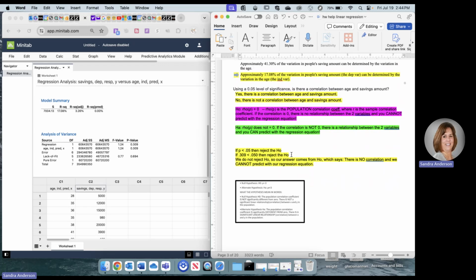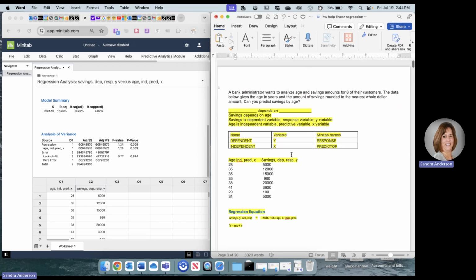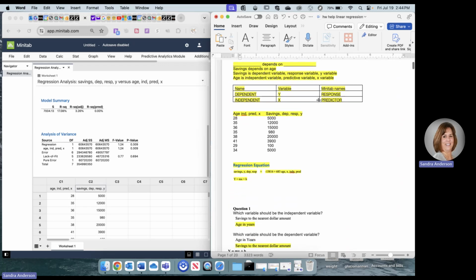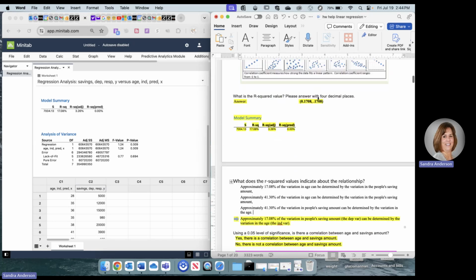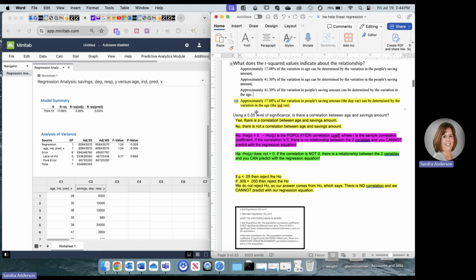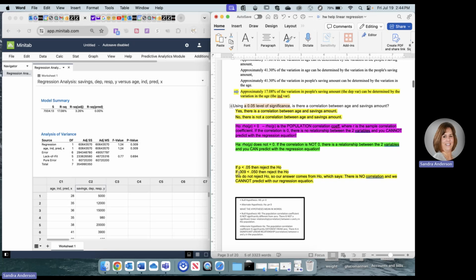I got 0.05 from our original problem, because it asked us in the question, at the 0.05 level of significance. So if p is less than our level of significance, then we're going to reject our null hypothesis. It is not less than, so we're not rejecting our null.